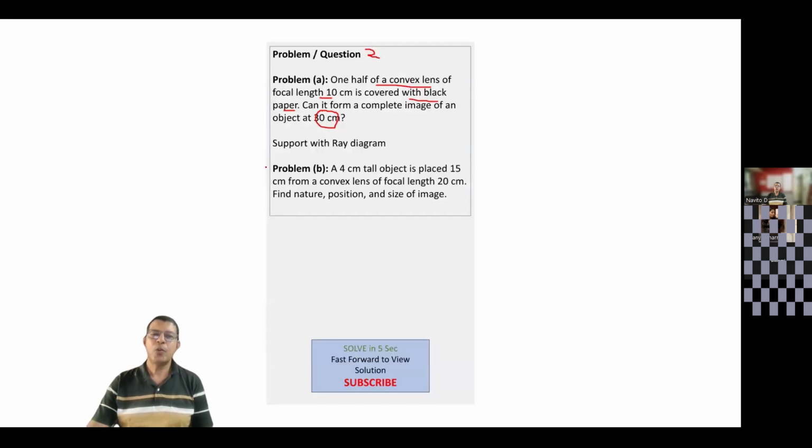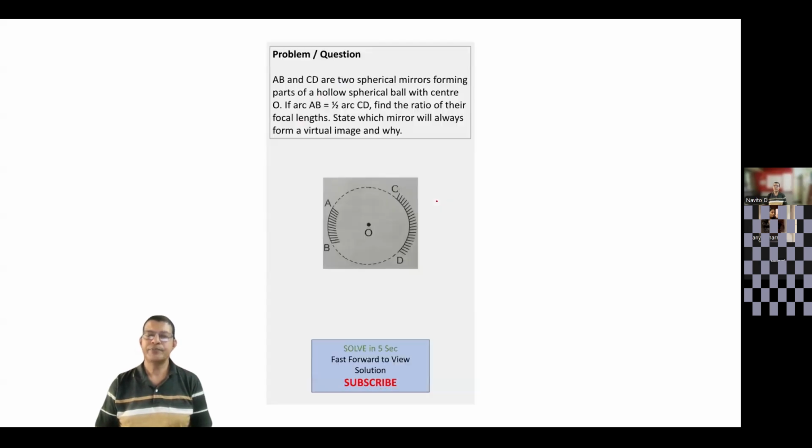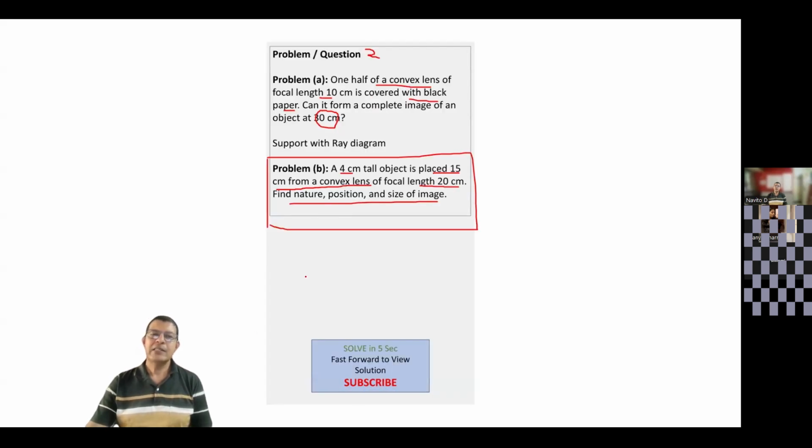This problem is solved. A 2 centimeter tall object is placed 15 centimeter from a convex lens of focal length 20. Find nature, position, and size. You noted down this problem. Take a screenshot of this and send the solution on WhatsApp to me.